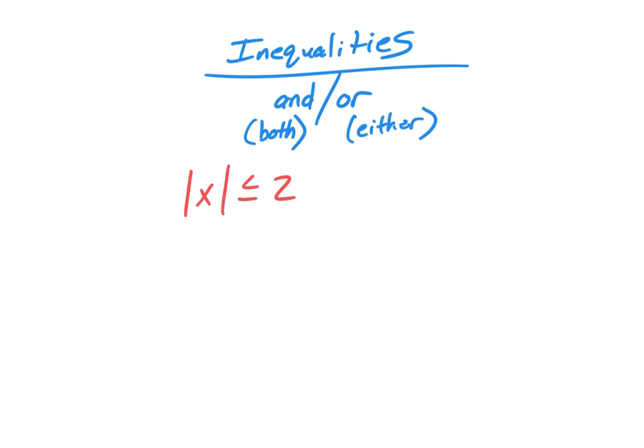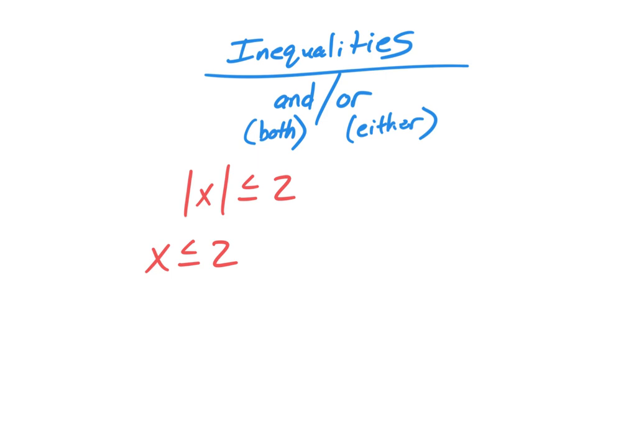Absolute value of x is less than or equal to 2. We're going to set this up just like we did with the equations. The only difference is we have a less than or equal to symbol. Okay, and so that does change things. But when we set this up, x is less than or equal to 2. We rewrite the exact same one without the absolute value.